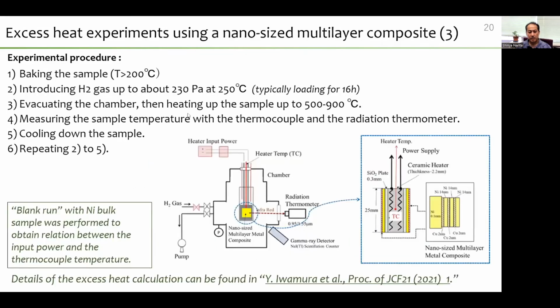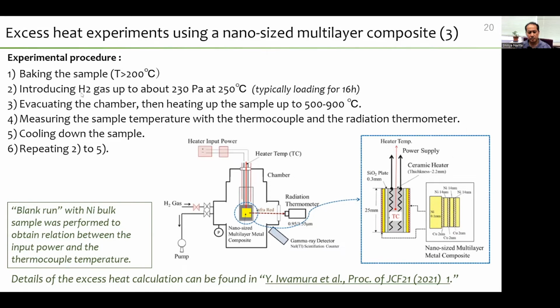Okay, so this is a schematic view of their sample and reaction experimental setup. Here, this is a ceramic heater, and the material is formed on both sides of the heater like this, here and here. And the sample is placed in the experimental chamber like this. And then these are some details of the experimental procedure.